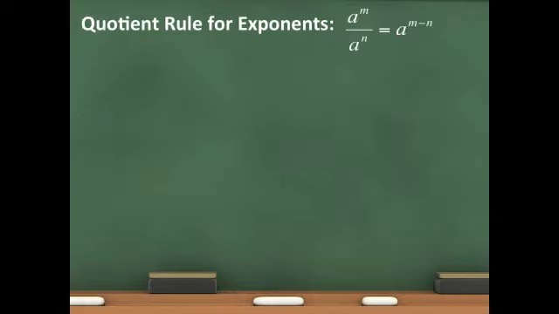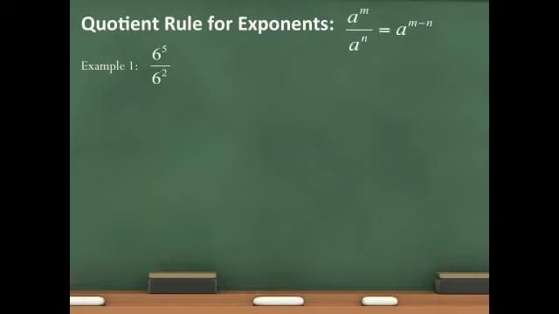The quotient rule for exponents states that the quotient of two exponentials with the same base can be simplified by subtracting their exponents. A to the m power divided by a to the n power is equal to a to the m minus n power. Consider 6 to the fifth power divided by 6 to the second power.